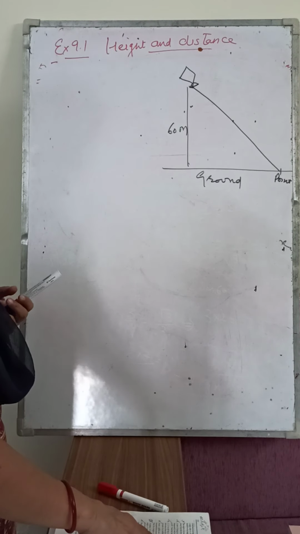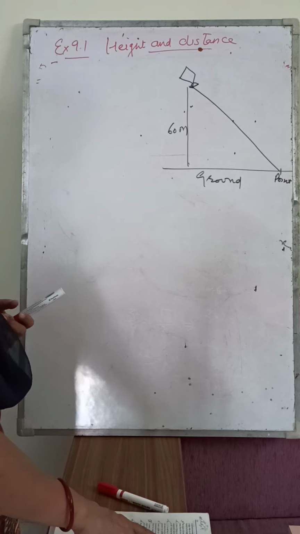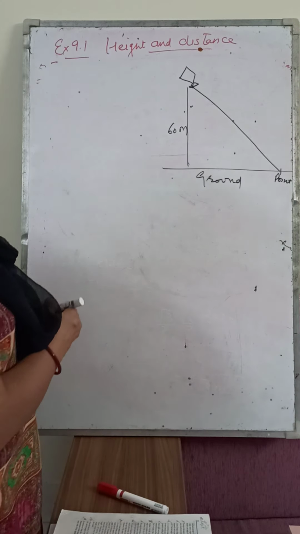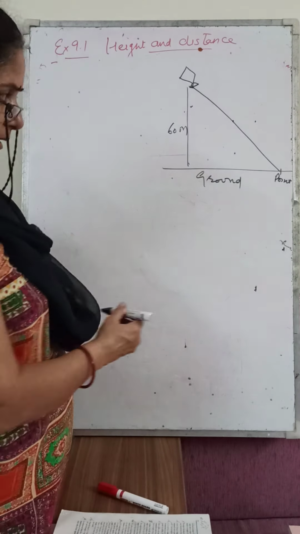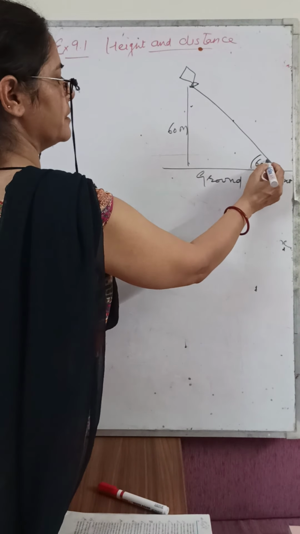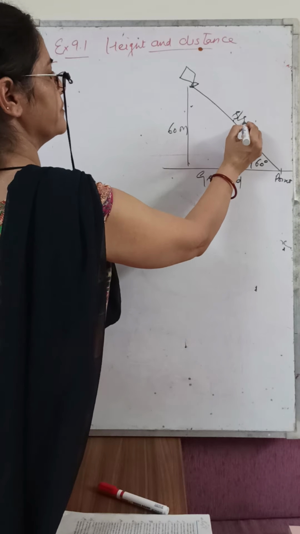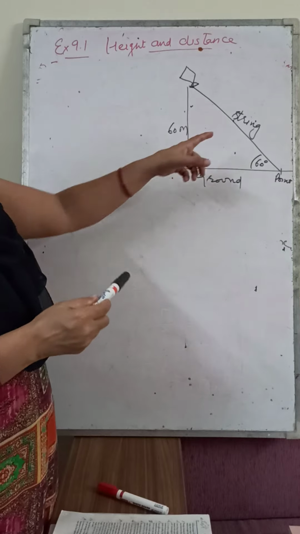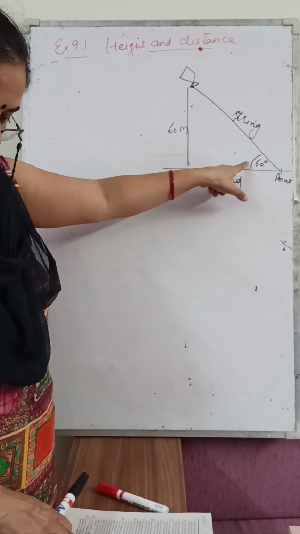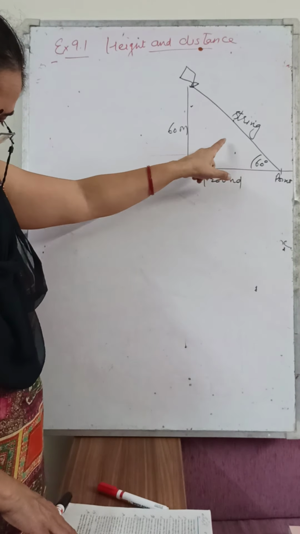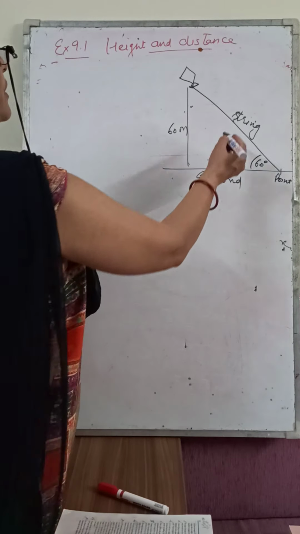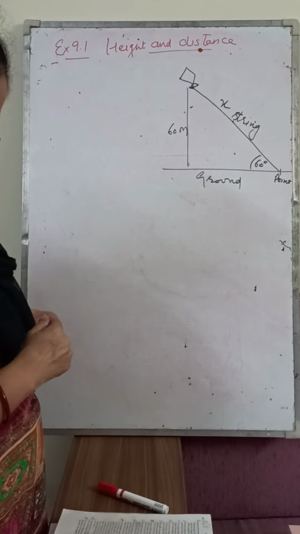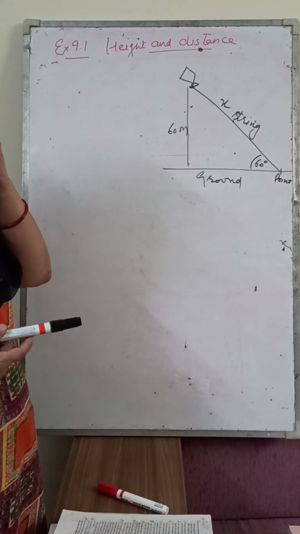The inclination of the string with the ground is 60 degree. This is the string. This string is inclined with the ground at an angle of 60 degree. Find the length of the string. You have to find this length, so that there is no slack in the string.